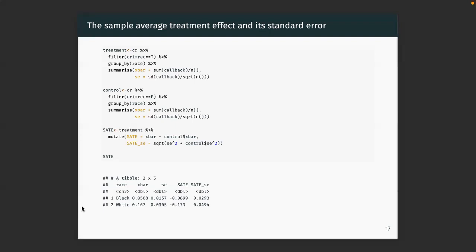Because the sample average treatment effect, right? The variance in the sample average treatment effect depends on the variance in the control and in the treatment, right? It depends on both of those standard errors. So we have to account for both of those.